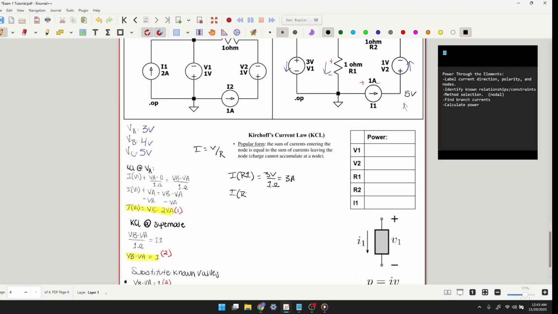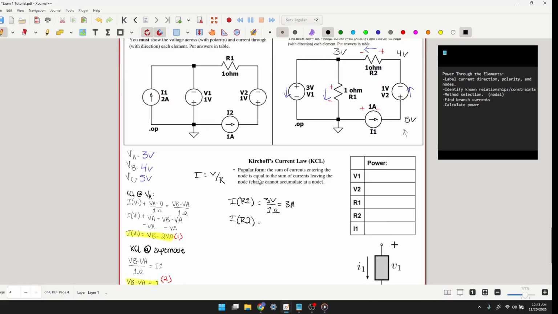If we look at R2, we're going to do the same type of calculation. This time, we have to make sure we include both voltage points in our difference. We're going to get 4 volts minus 3 volts over 1 ohm. It's going to be equal to 1 amp.